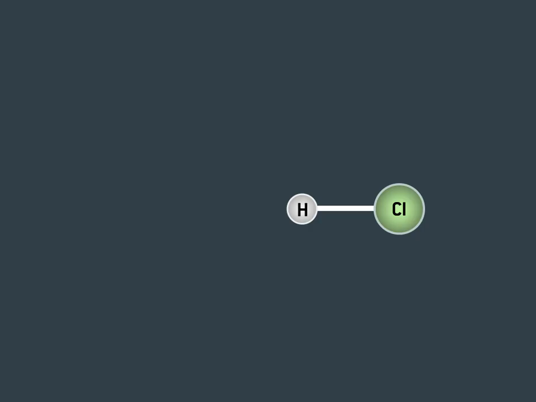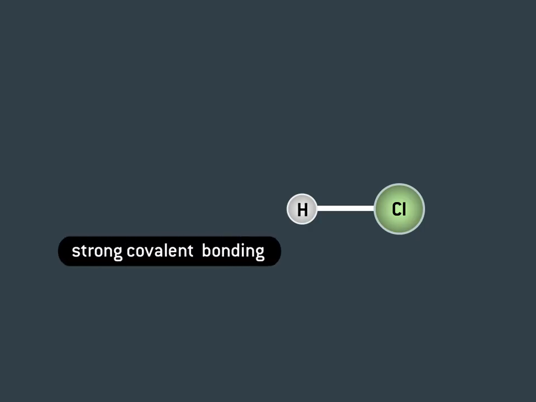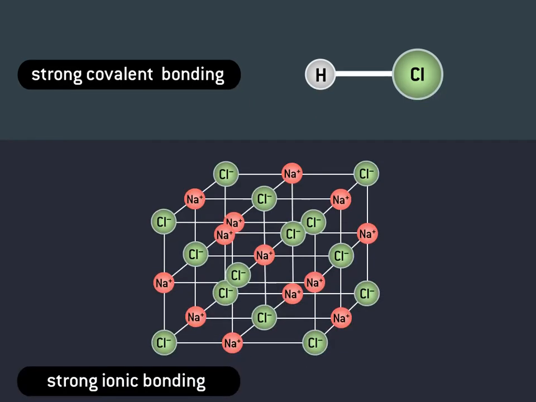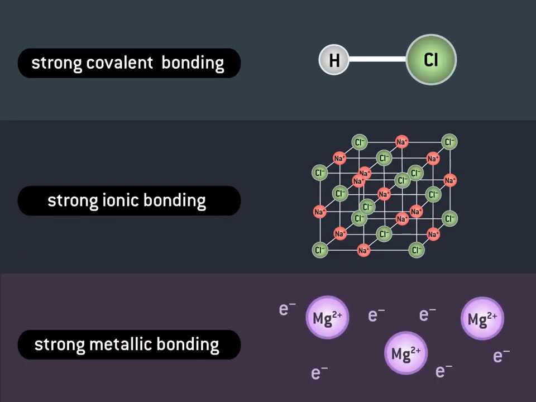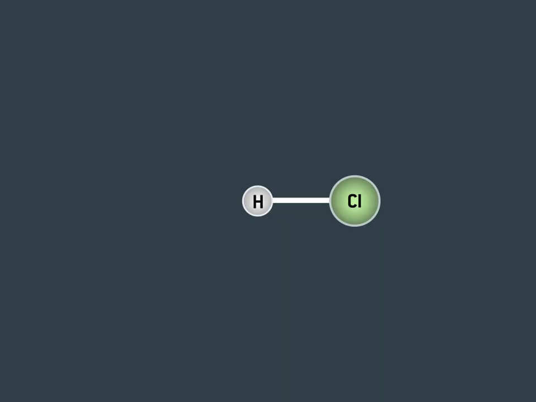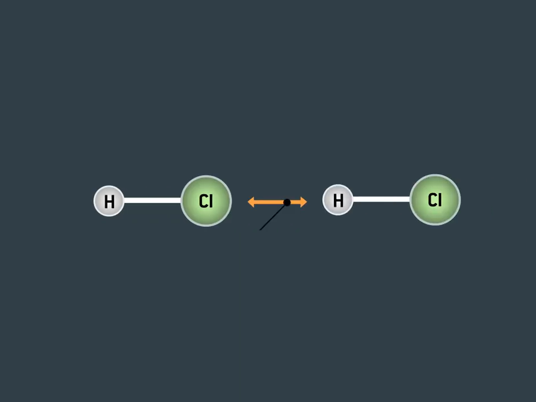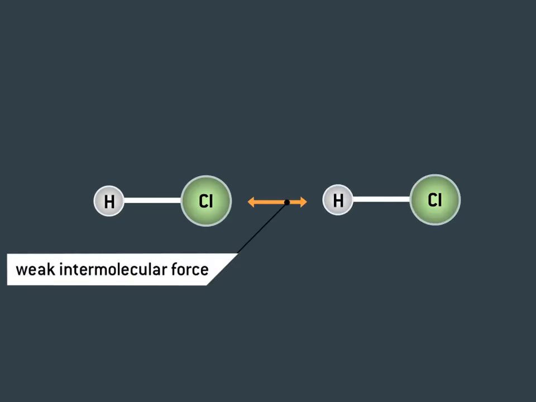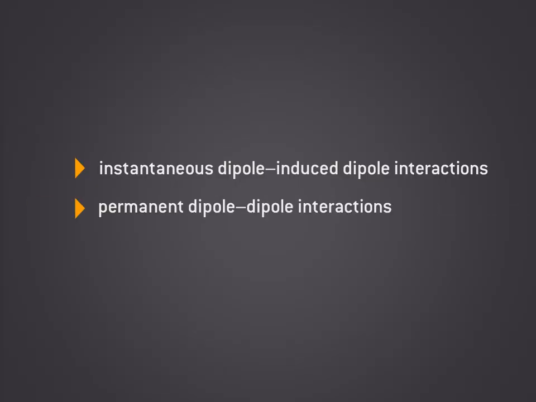The atoms in molecules and giant structures are held together by strong bonds. But there are much weaker intermolecular forces that act between atoms or molecules, causing them to be attracted to each other. There are 3 types of intermolecular forces. Let's look at each type in turn.